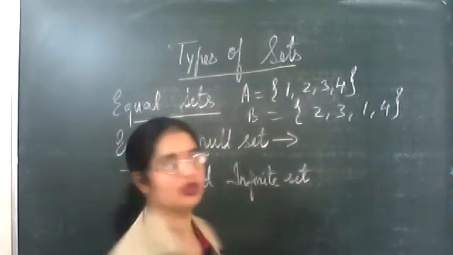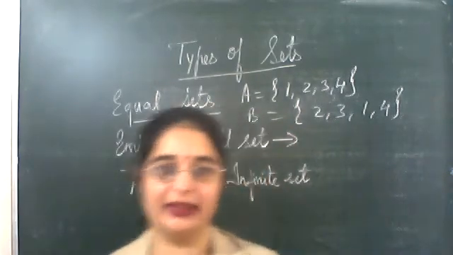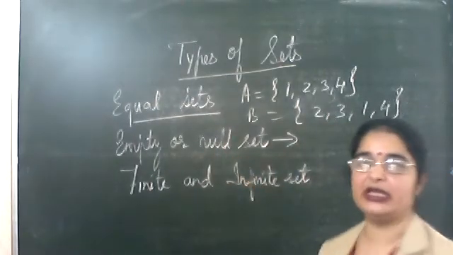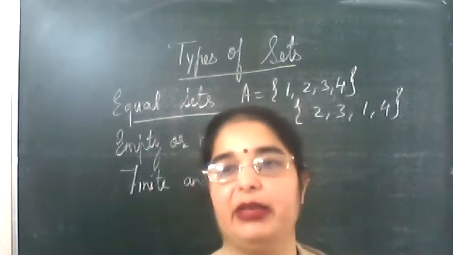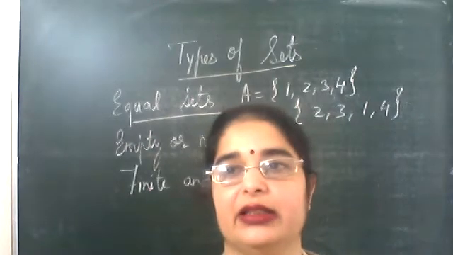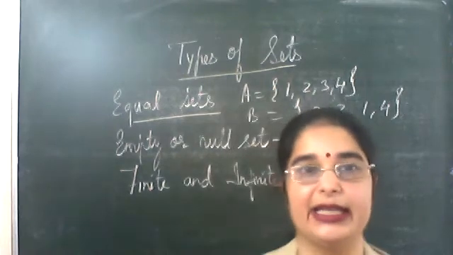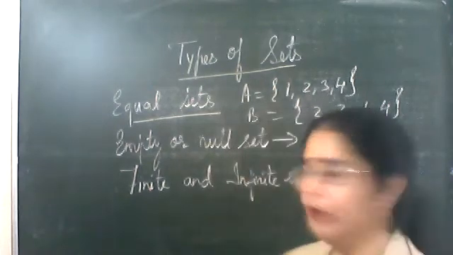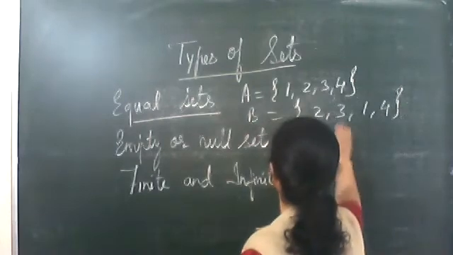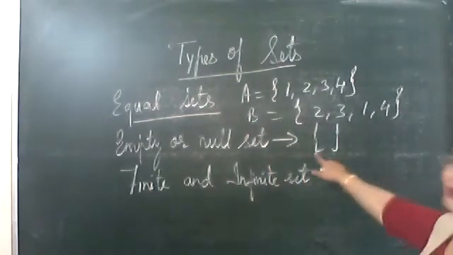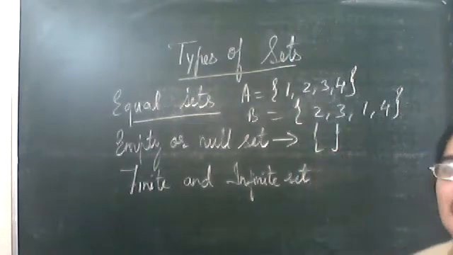Then there is the empty set. Empty set is also known as null set. Null set means it does not have anything. How do we represent the null set? Only the curly brackets will be there. Just see, only the curly brackets are there. No element is there.